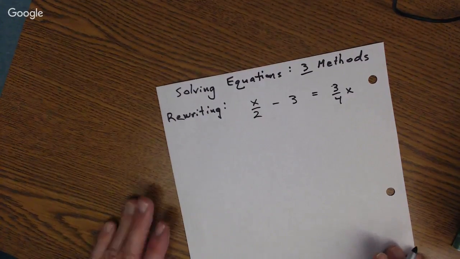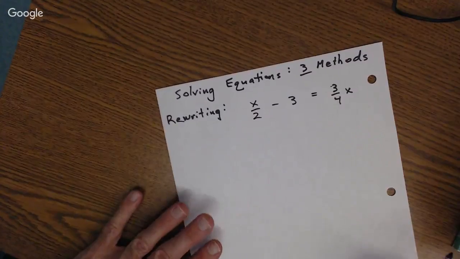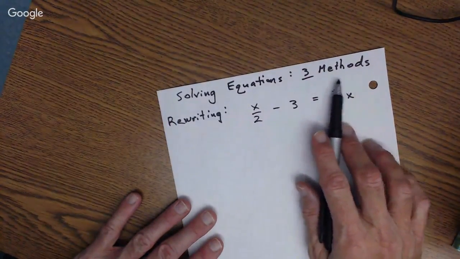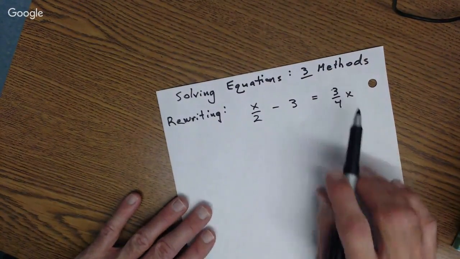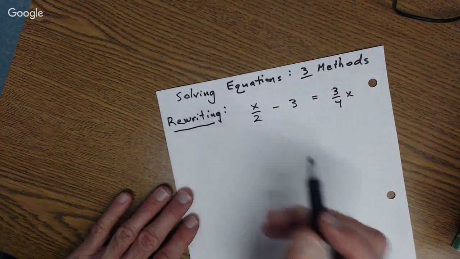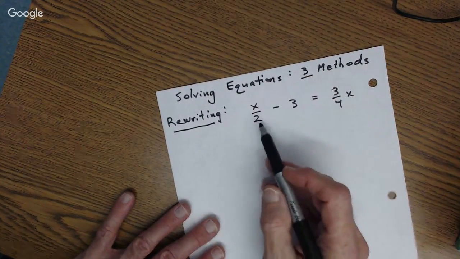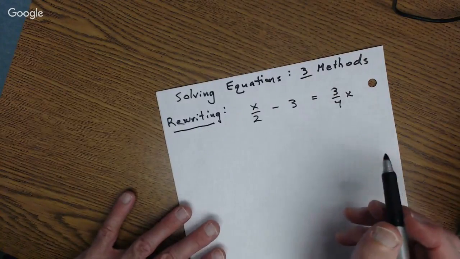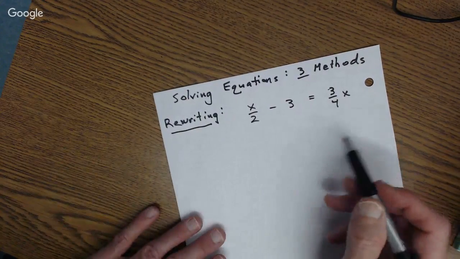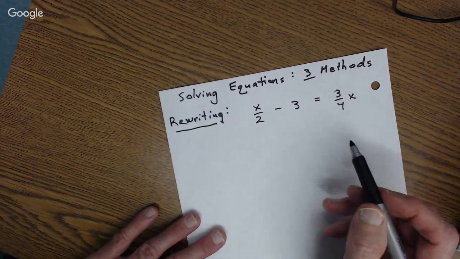Okay, today we're going to start solving equations, and our book shows three different ways we can think about solving an equation. First one we're going to call rewriting the equation. So if I have an equation like this with fractions in it, a lot of times I can rewrite that equation so it doesn't have any fractions. That makes it a lot easier.